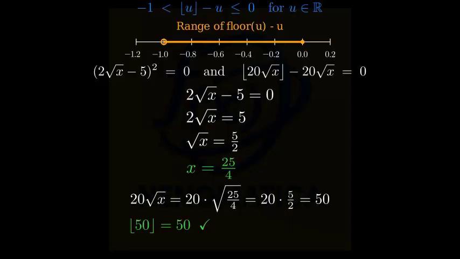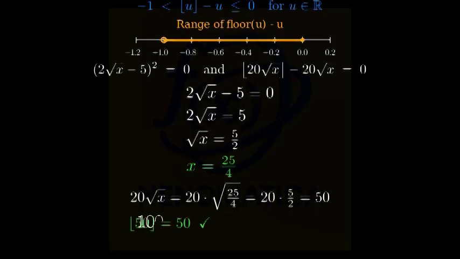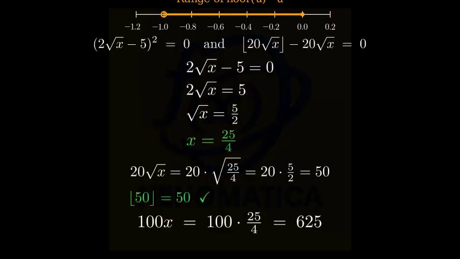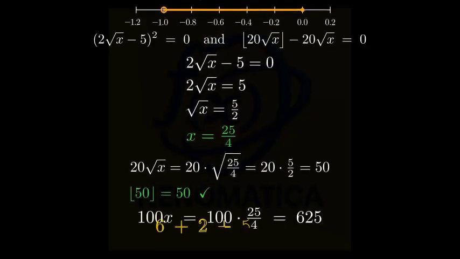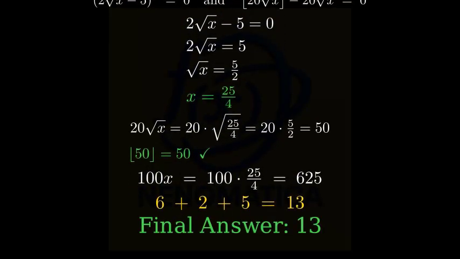Step 5. Now compute 100x and the sum of its digits. 100x equals 100 times 25 over 4, which is 625. The digits are 6, 2, and 5. Their sum is 13.